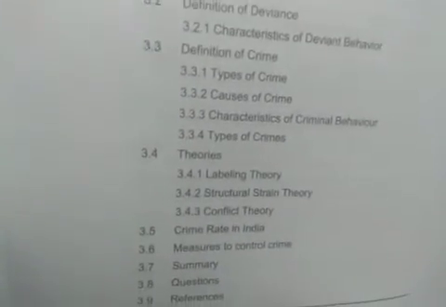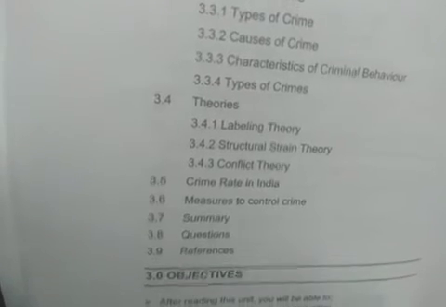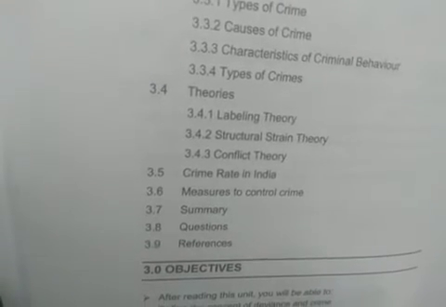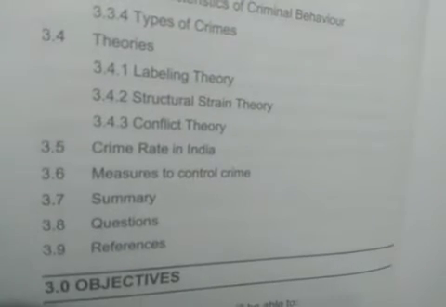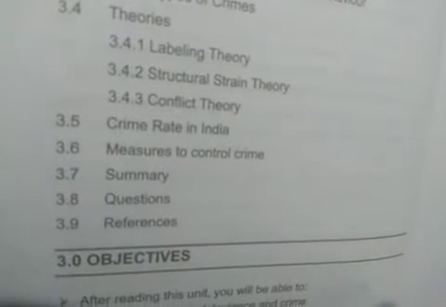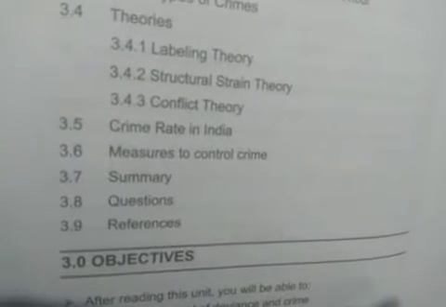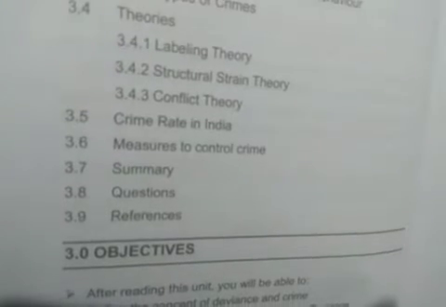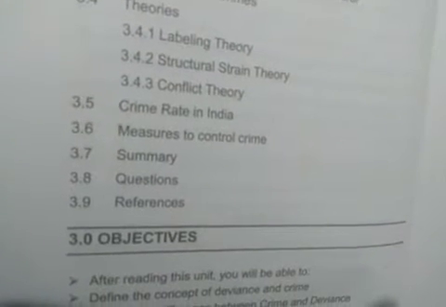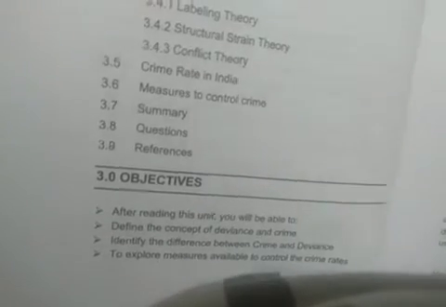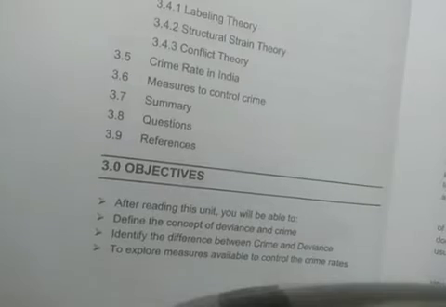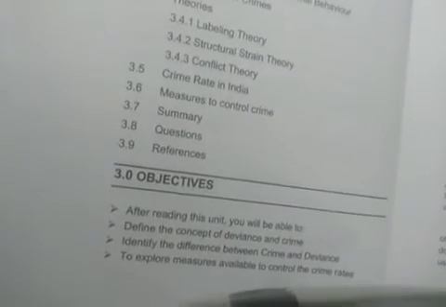Unit Structure: 3.0 Objectives, 3.1 Introduction, 3.2 Definition of Deviance, 3.2.1 Characteristics of Deviant Behavior, 3.3 Definition of Crime, 3.3.1 Types of Crime, 3.3.2 Causes of Crime, 3.3.3 Characteristics of Criminal Behavior, 3.3.4 Types of Crime, 3.4 Theories, 3.4.1 Labeling Theory, 3.4.2 Structural Strain Theory, 3.4.3 Conflict Theory, 3.5 Crime Rate in India, 3.6 Measures to Control Crime, 3.7 Summary, 3.8 Questions, 3.9 References.